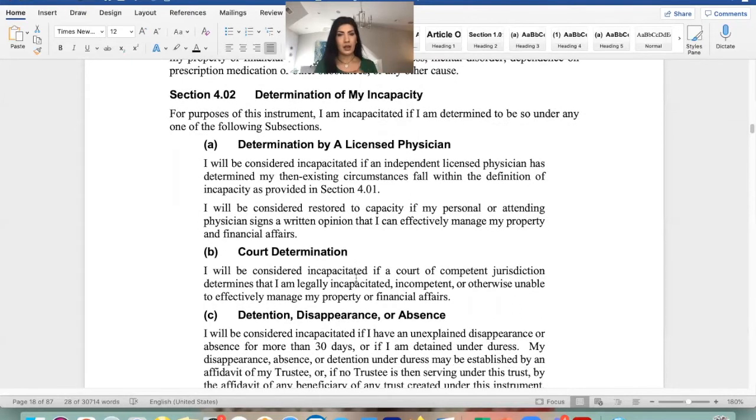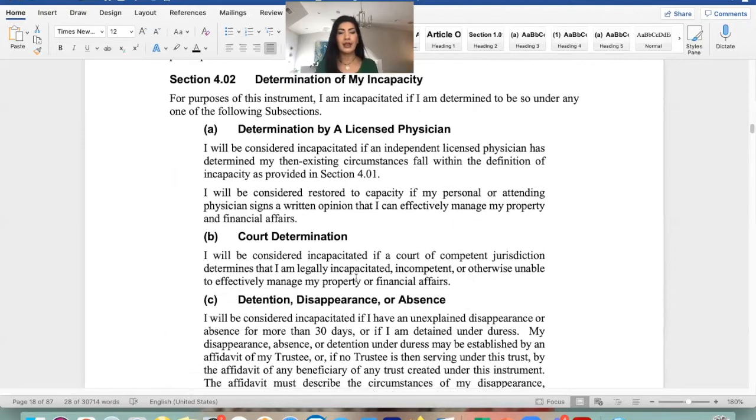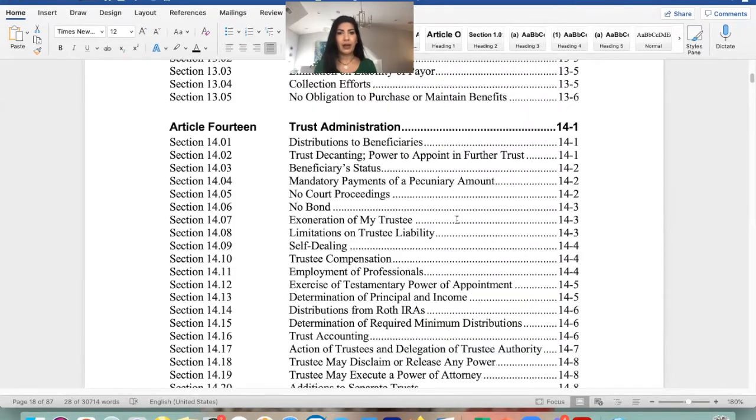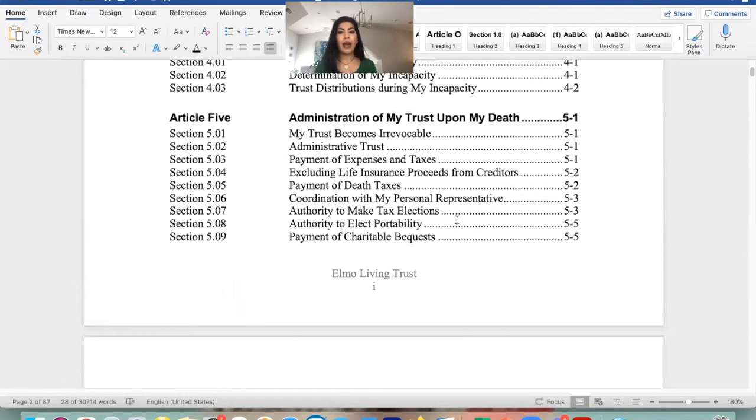Of course, under the law, the court can also determine if someone is incapacitated. And if you disappear or are in jail for 30 days or more, then the incapacity trustee also kicks in. So don't become jailed and don't disappear for more than 30 days. Article 5 is talking about now what happens upon your death. So what happens when you pass away?